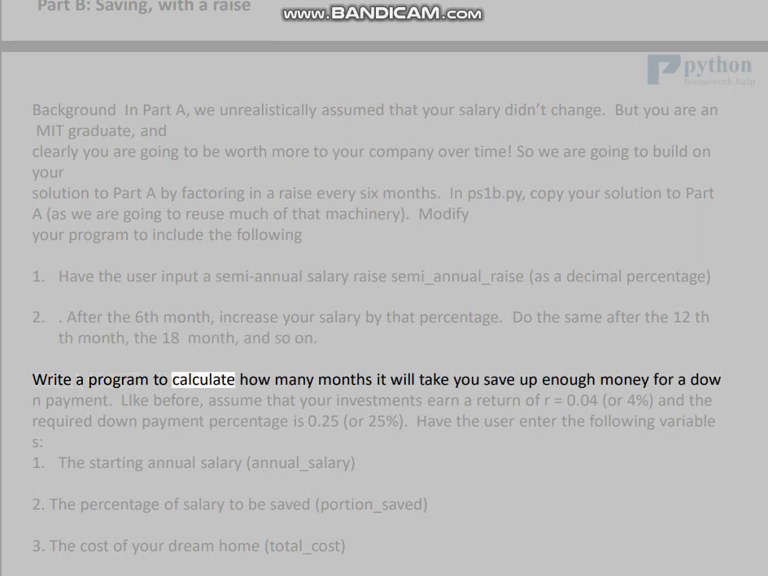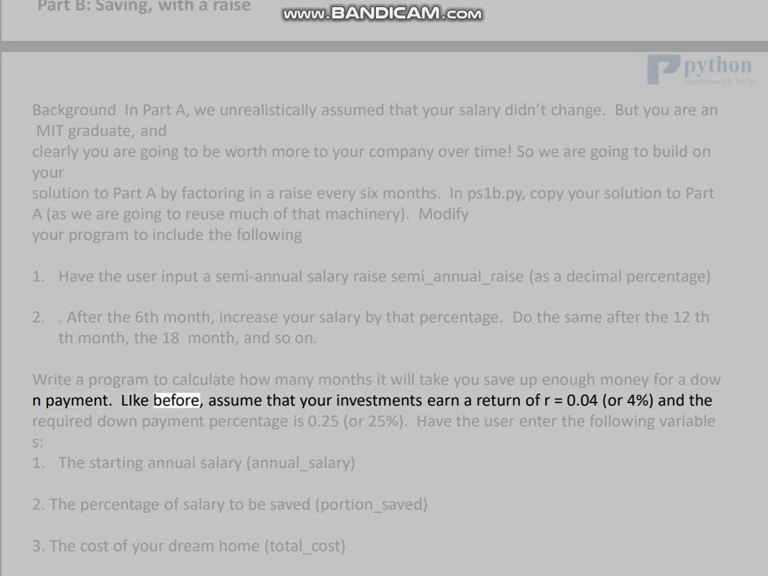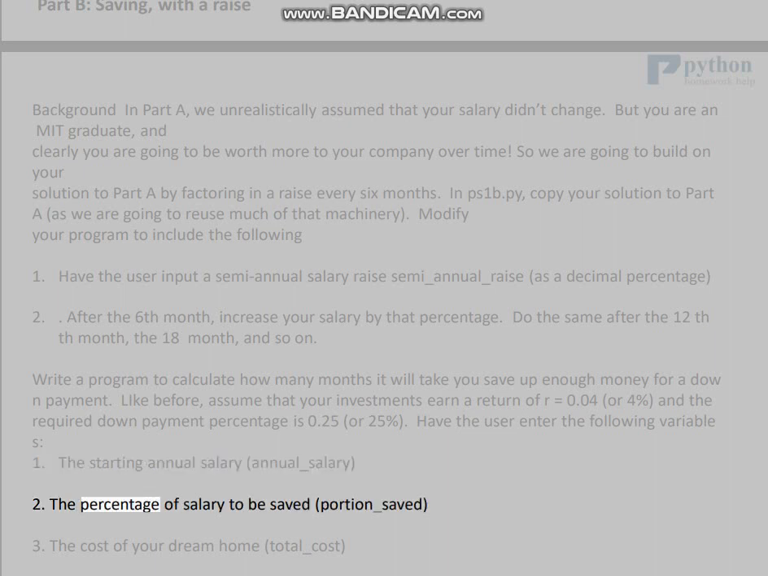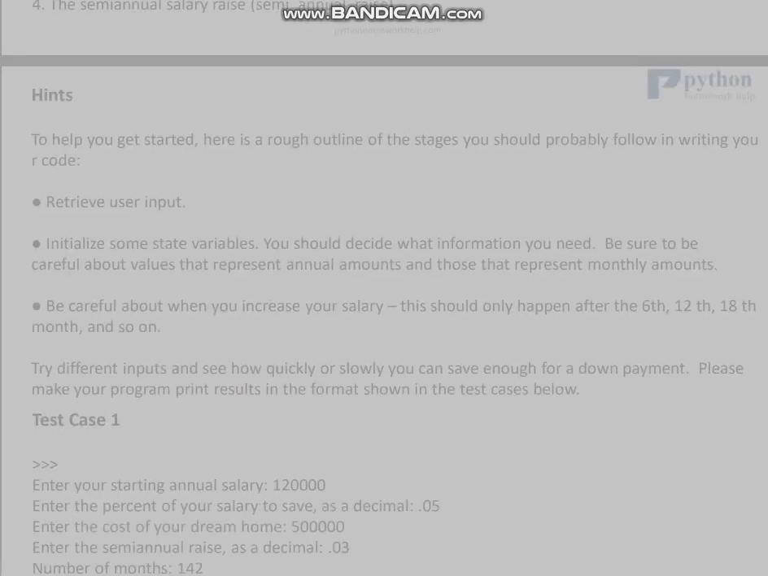Write a program to calculate how many months it will take you to save up enough money for a down payment. Like before, assume that your investments earn a return of R equals 0.04, or 4%, and the required down payment percentage is 0.25, or 25%. Have the user enter the following variables. 1. The starting annual salary, annual_salary. 2. The percentage of salary to be saved, portion_saved. 3. The cost of your dream home, total_cost. 4. The semi-annual salary raise, semi_annual_raise.